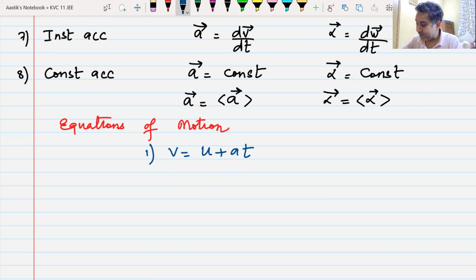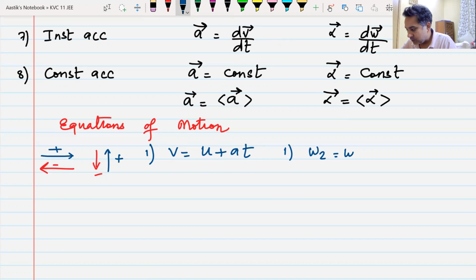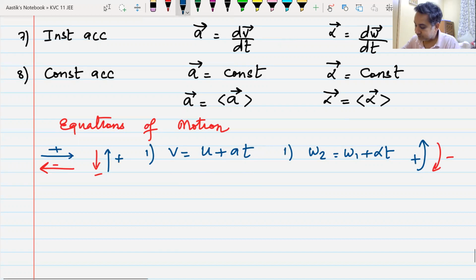Here we had used the sign convention. The sign convention was pretty simple. This side was positive, left side was negative, up was positive, and down was negative. Yes or no? We remember this? You can write the same equation here. Omega 2 will be equal to omega 1 plus alpha t. Here the sign convention is anticlockwise is positive and clockwise is negative.